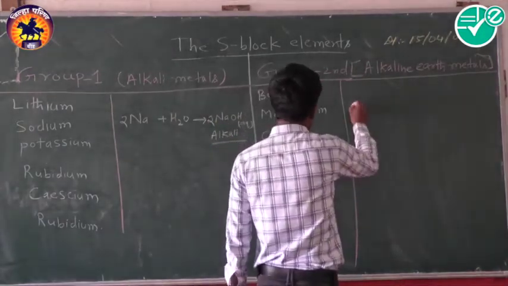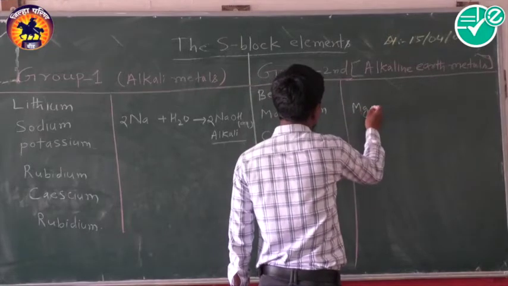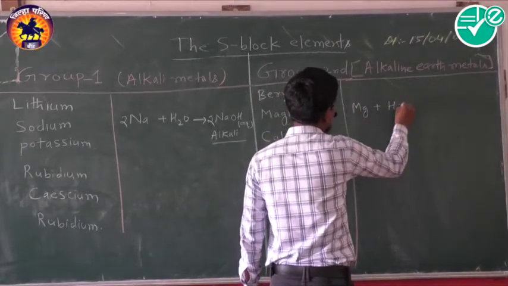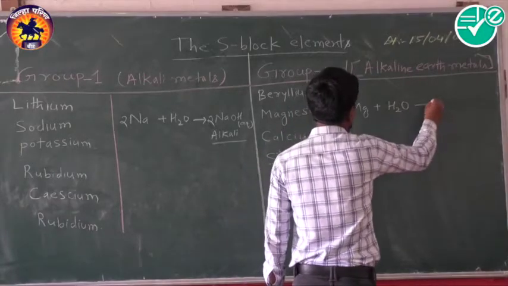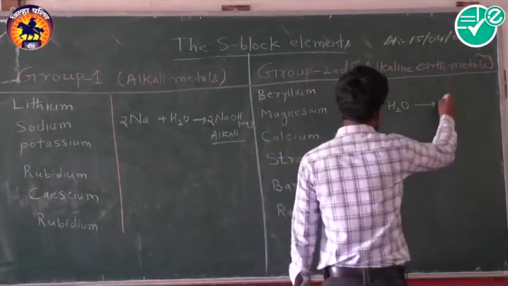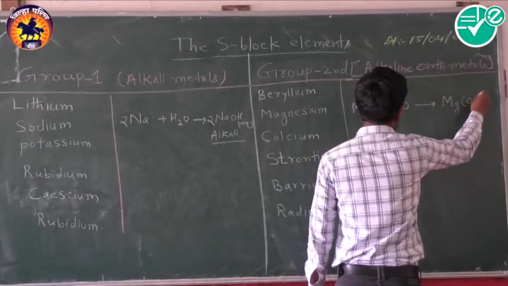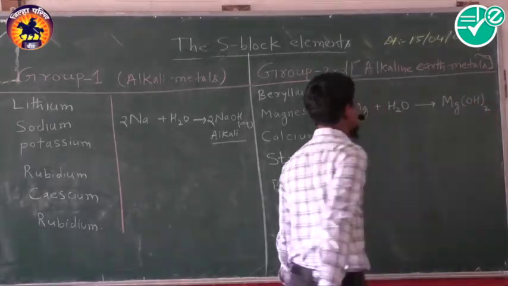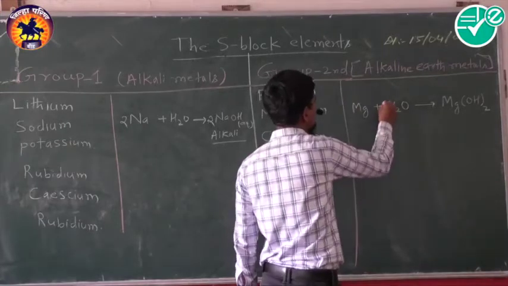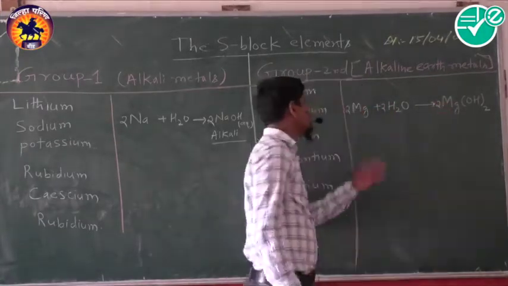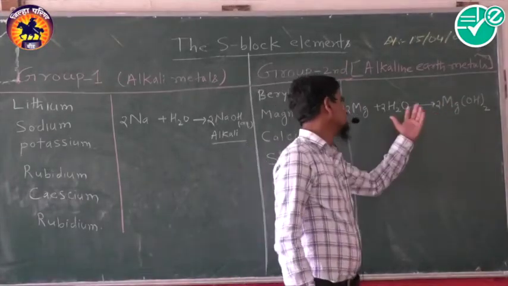Let's take an example, magnesium, and try to dissolve this in water. What will be the product, sir? The product will be magnesium hydroxide, Mg(OH)2. It is not yet balanced, so we balance it: 2 moles of magnesium react with 2 moles of water.